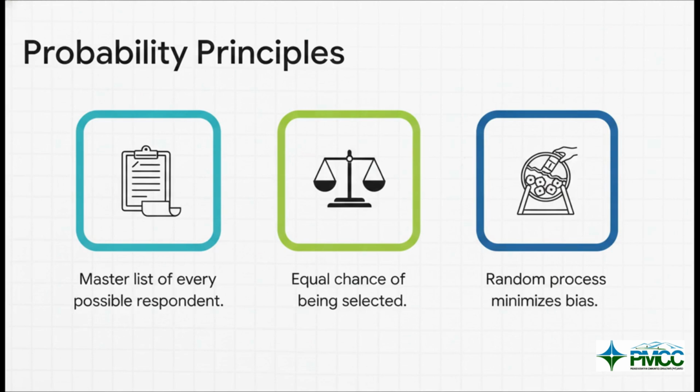First, you must have a master list of every possible respondent or client. You need a very accurate idea of their total number and exactly how to locate them. Second, every single person in that sampling frame must have an absolutely equal chance of being selected. And third, you have to use a random lottery-type process for the actual selection, just to minimize any selection bias. When you follow these 3 strict rules, your sample becomes a true microcosm of the wider population.